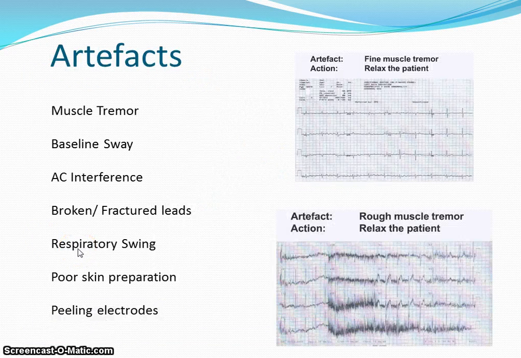There are a number of artifacts that may interfere with the rhythm strip and make interpretation difficult. Artifacts that need to be recognized and resolved are, for example, muscle tremors, baseline sway, and AC interference.